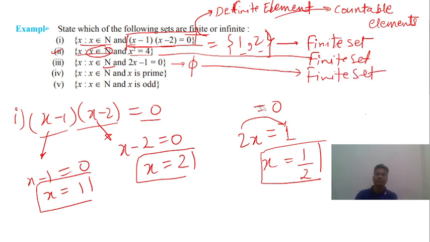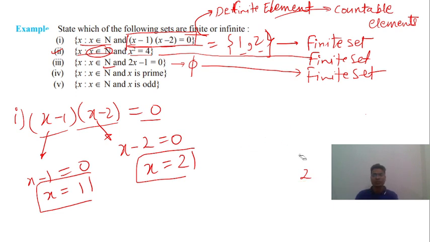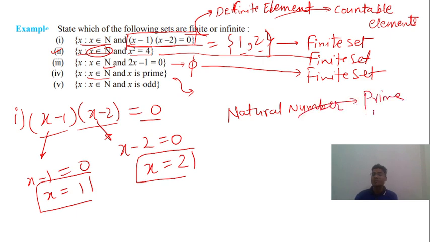Coming to example number 1. They are saying x such that x belongs to a natural number and x is a prime number. So we solve this. Natural numbers, and that to prime numbers. Can you count the number of prime numbers in the natural number set?